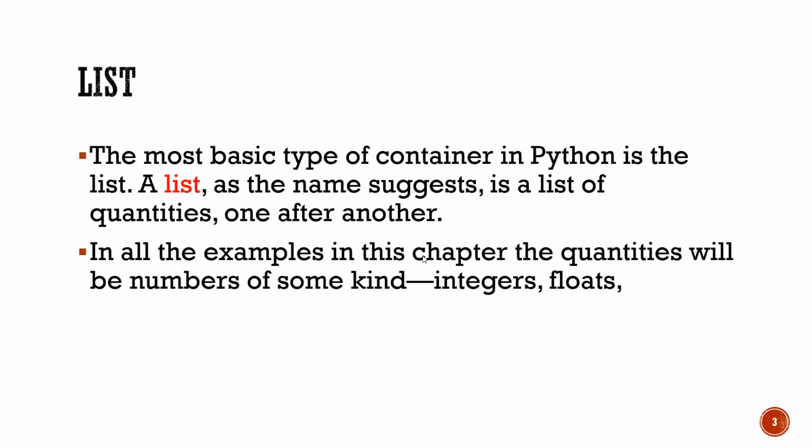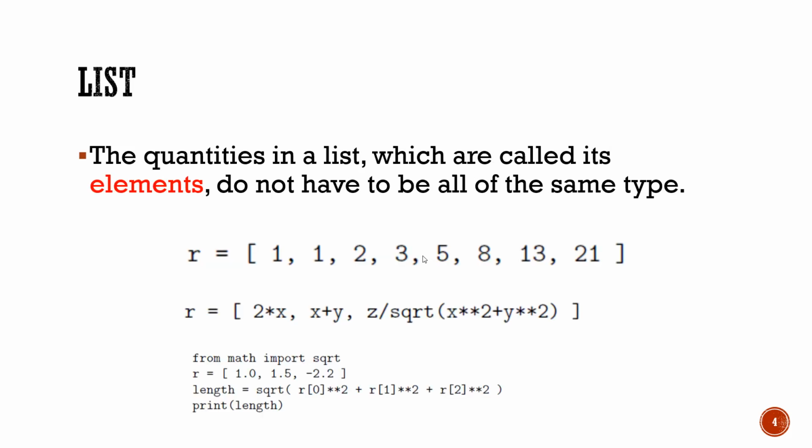It is a list of quantities one after another. The quantities in this list will be numbers of some kind, like you can do a list of integers, a list of floats, you can also do a list of strings. Okay, so you can create a list whose type is a string. Say, for example, this one.